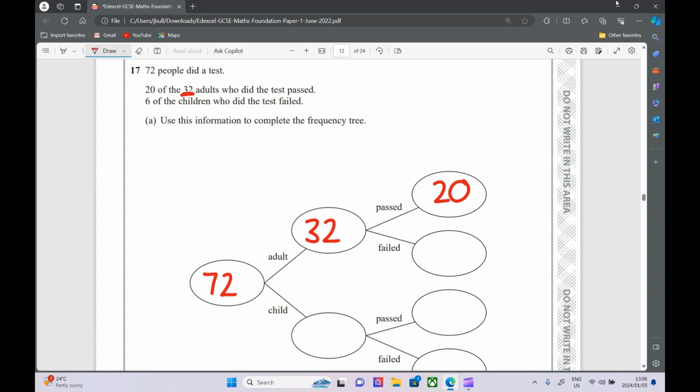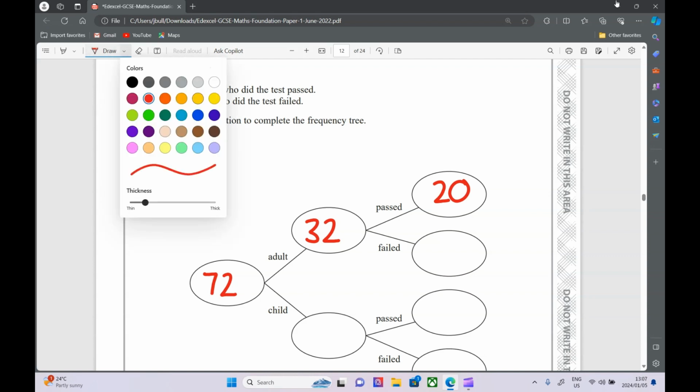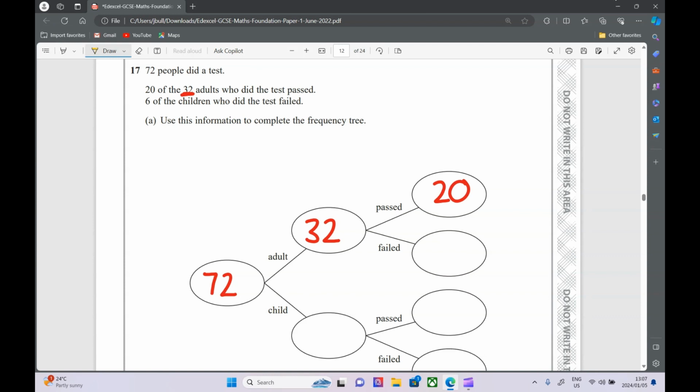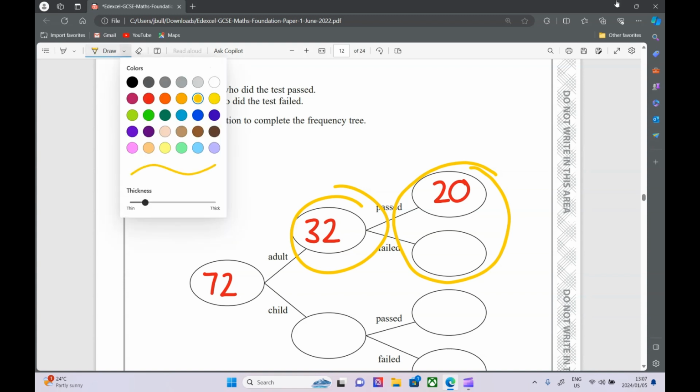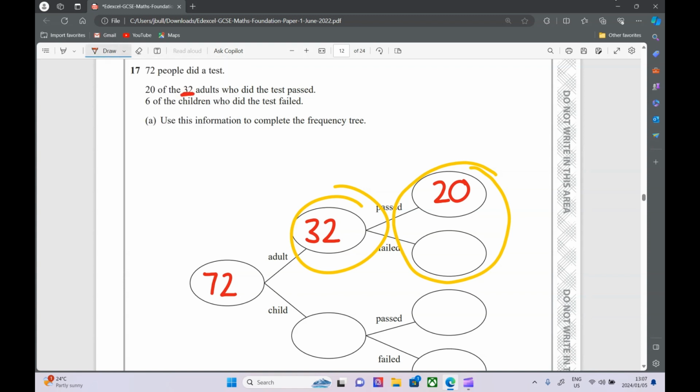What we can then work out, so frequency trees always add up. So if we just circle these quickly, the adults, the passed and the fails will add up to 32. Okay, which means pretty straightforward, we can work out. So 20 plus 12 would give us 32. So they expect you to be able to work that out then.